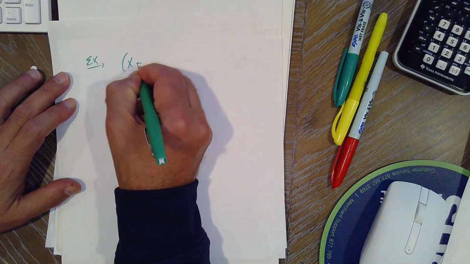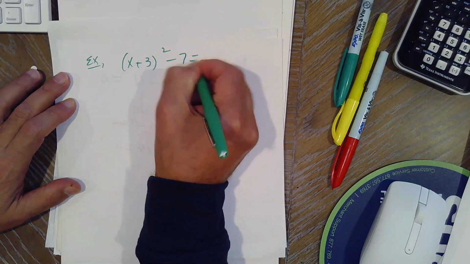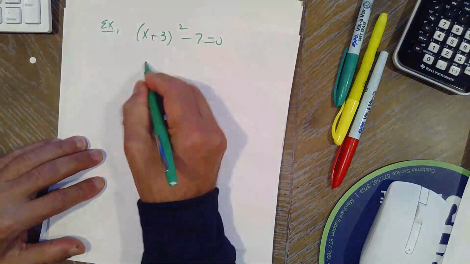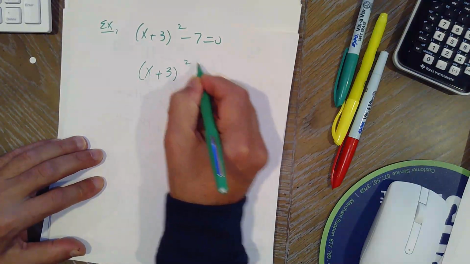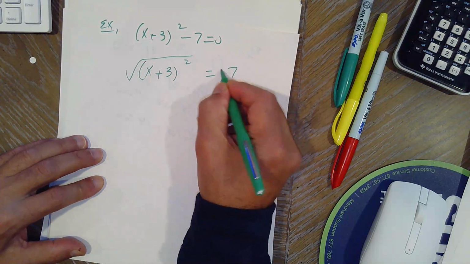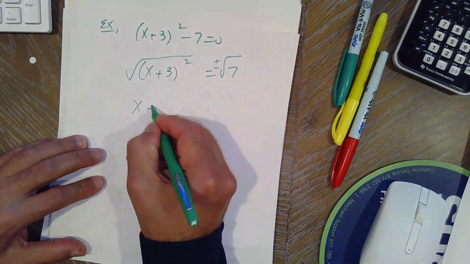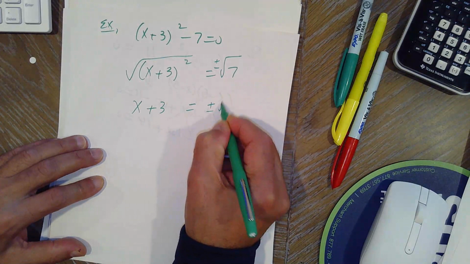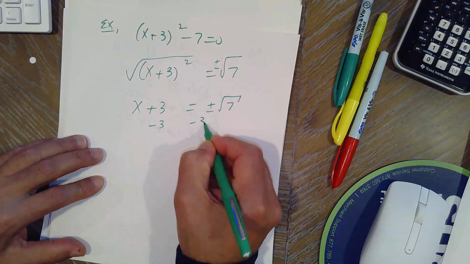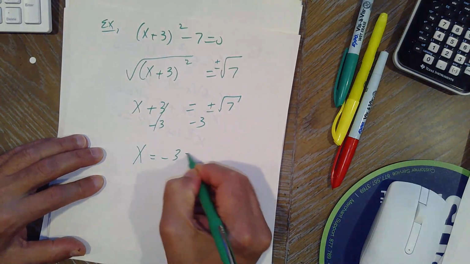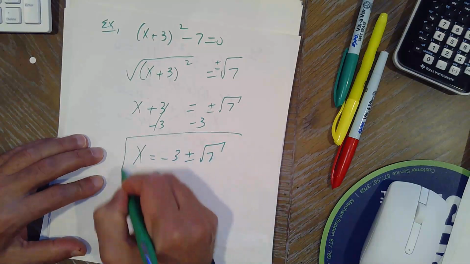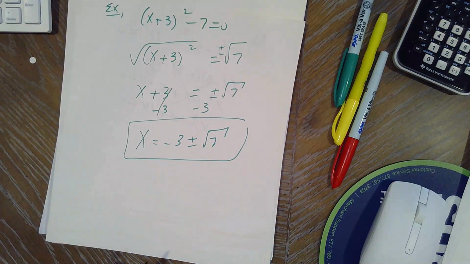Here's another one. x plus 3 squared minus 7 equals 0. So isolate the square term, square root, and add plus and minus. x plus 3 is plus or minus root 7. Just like the previous example, we get two irrational solutions: negative 3 plus root 7 and negative 3 minus root 7.